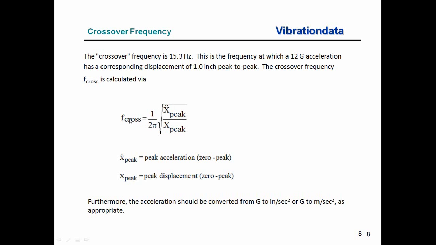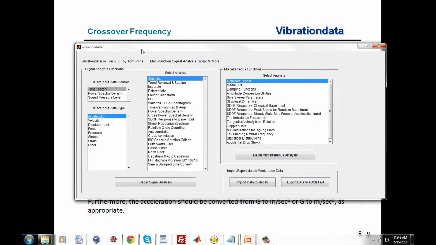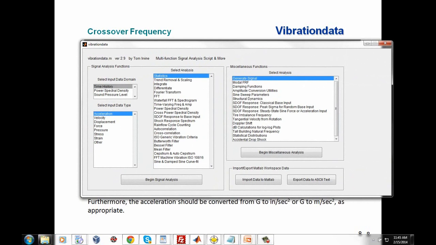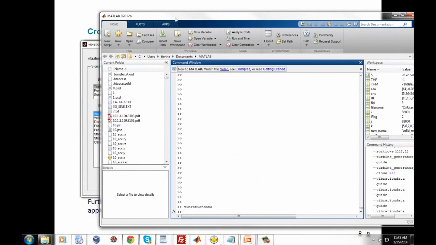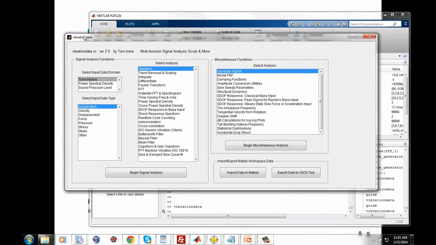and that's going to be our crossover frequency. Now, here's the vibration data signal analysis package that we've been using throughout this course. And even if you already have version 2.9, please go back to the vibration data WordPress blog and download the most current version, because some of the subprograms that this refers to have been updated as well. And by the time you actually view this presentation, who knows, vibration data.m may be at version 4 or 5 or whatever.